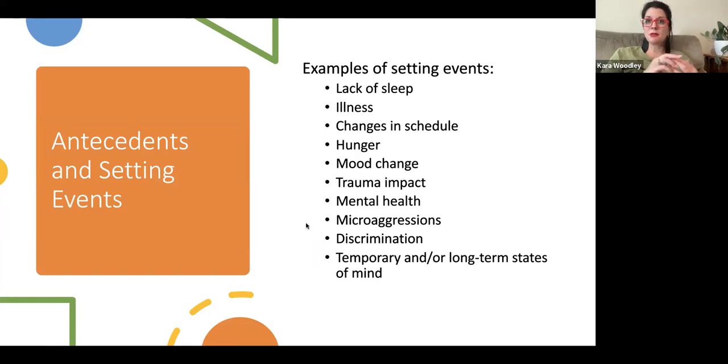The effects of setting events, we often don't see happening. With an antecedent, something happens, we're talking about a trigger, and the behavior happens a little bit later.